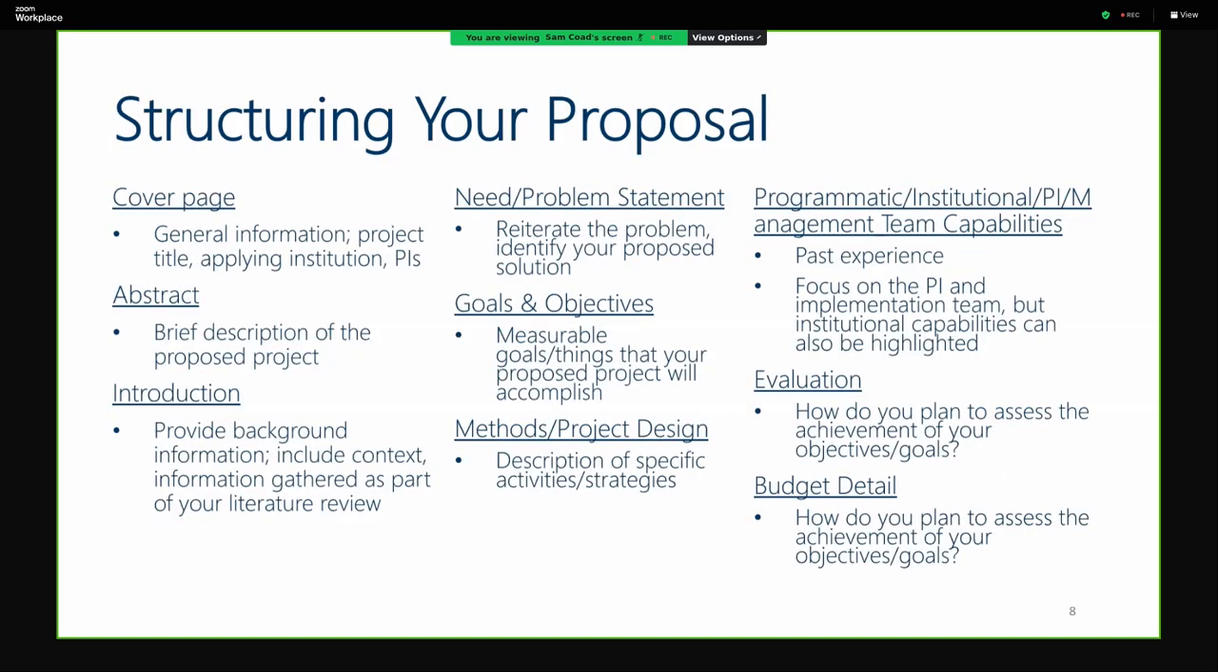When it comes to structuring your actual proposal, starting to write your narrative, these are some common sections that can be included. You definitely want to have a cover page that has general information with the project title, the applying institution, the PIs, because whenever they're reviewing, that's the first thing that they'll look at. They want general information about the project before they get into the full proposal.